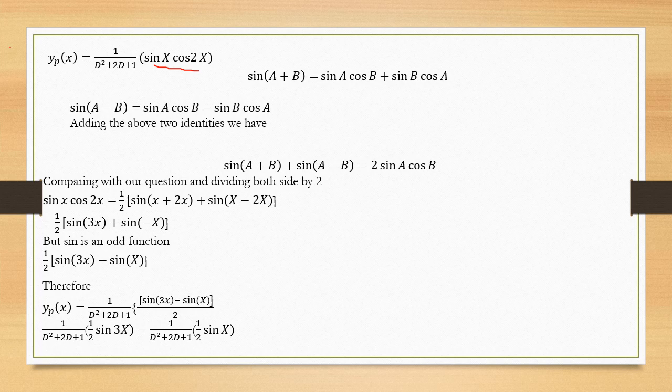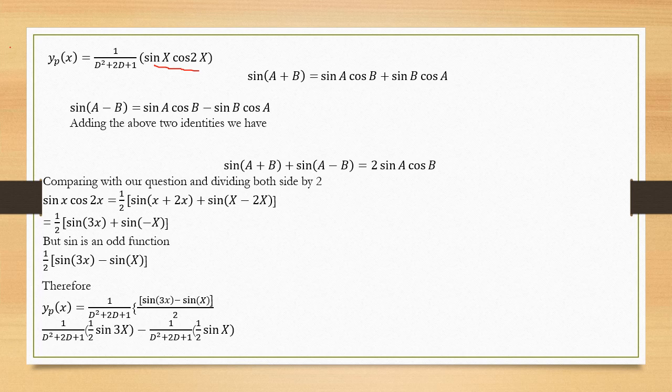So when you add the two identities, we have sine of a plus b plus sine of a minus b equals 2 sine a cos b. If we divide by 2 and compare with this one, then our sine x will be like sine a, and cos x will be like cos b, and this will be over 2.